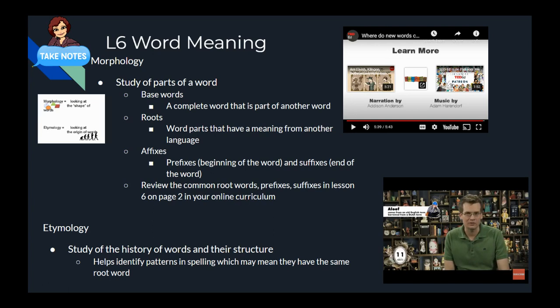Aloof came from an English term in the 1500s for weather gauge. The English borrowed this root from the Dutch word loof, which meant the windward side of a ship. What does any of that have to do with being aloof?